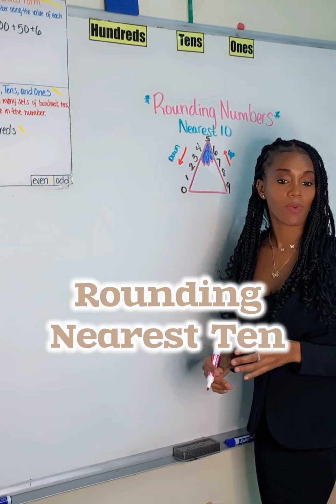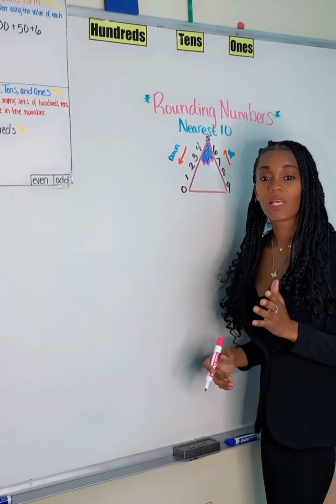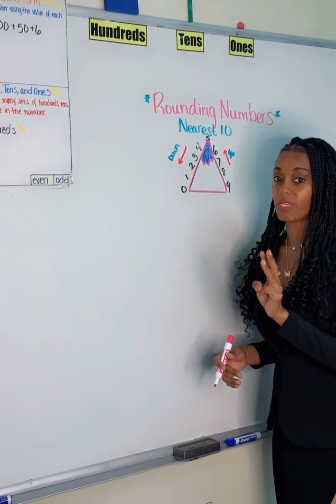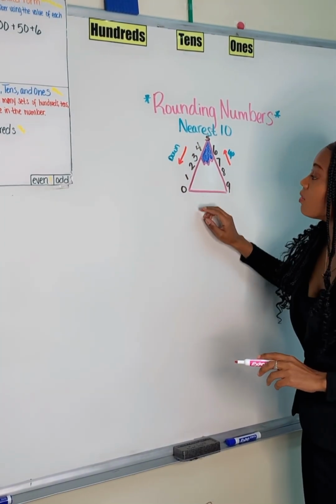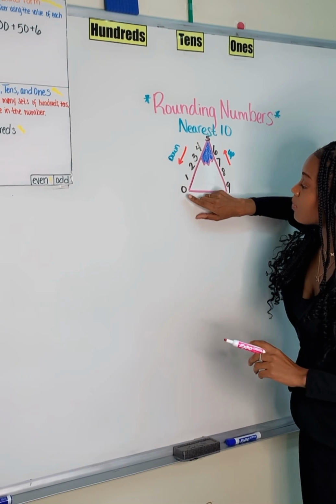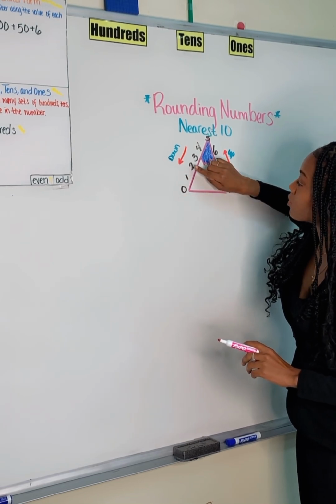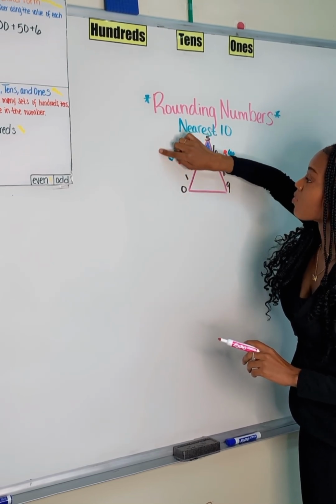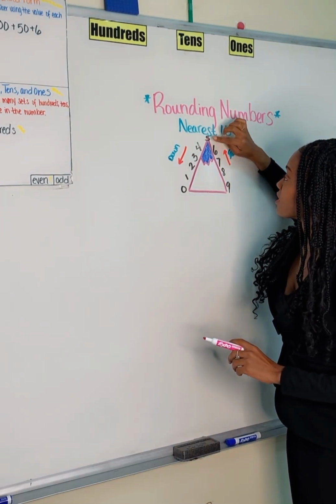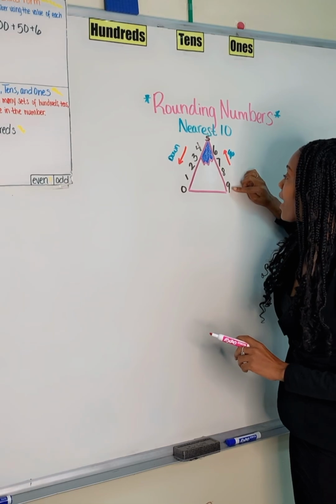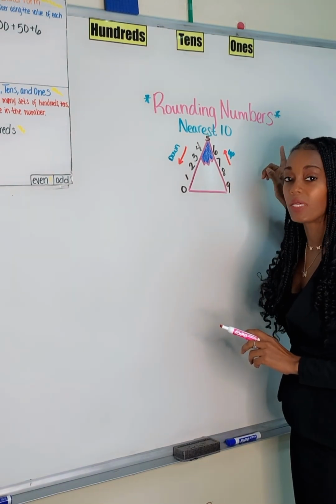So today we're going to be rounding to the nearest 10, but this time we're going to be using 3 digits. Again, here I have my rounding mountain. When we round down, the number in the ones place will end in 0, 1, 2, 3, or 4. We would round down to the whole number. If my number in the ones place is 5, 6, 7, 8, or 9, we are going to round up to the next whole number.